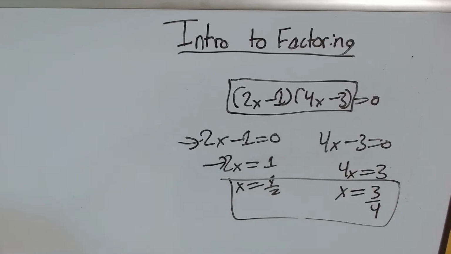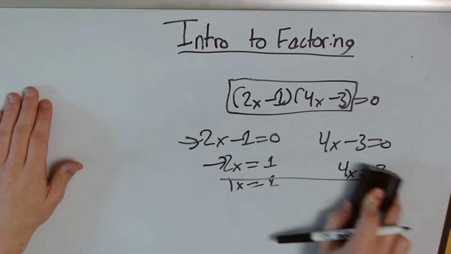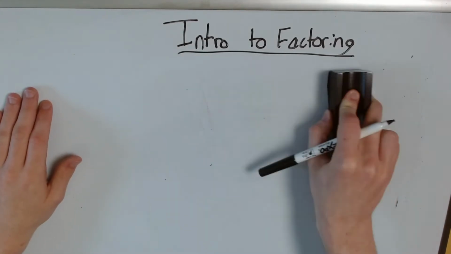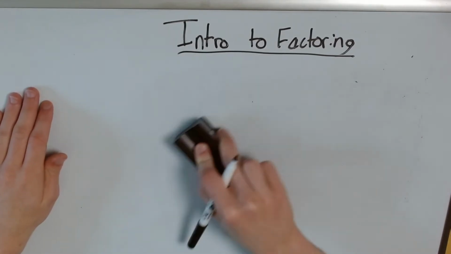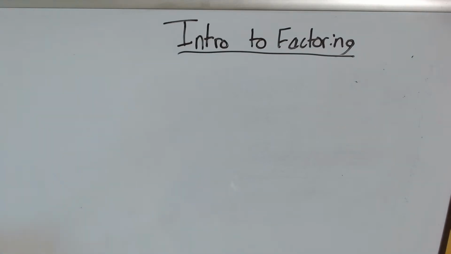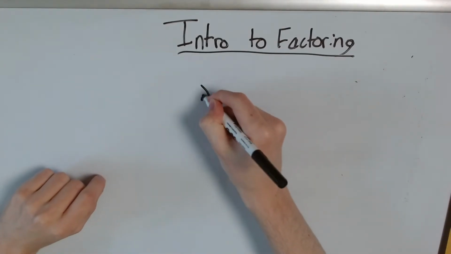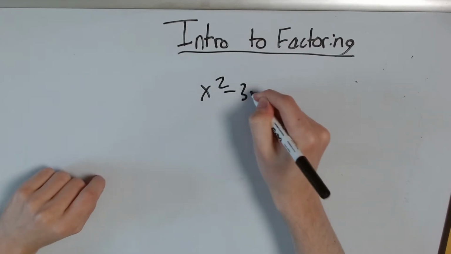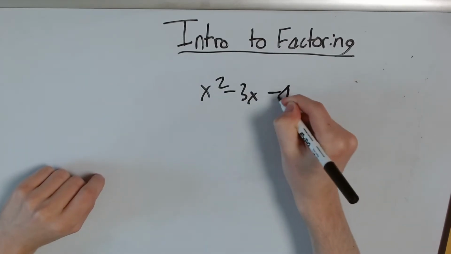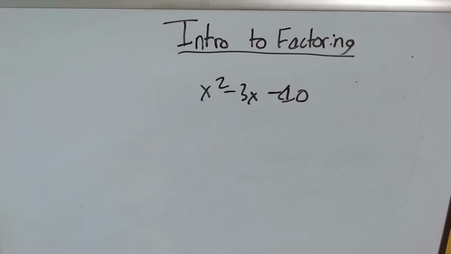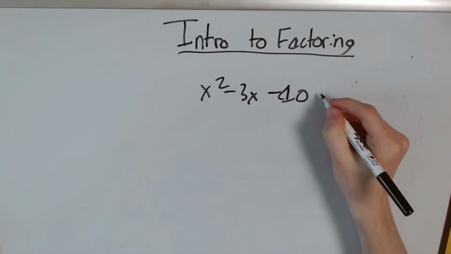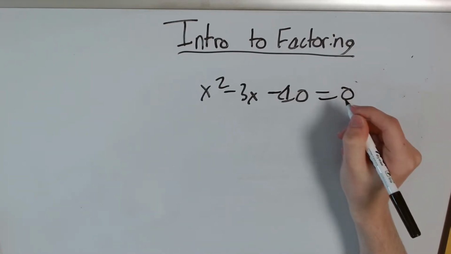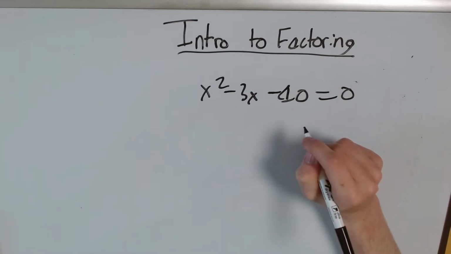But what if I have a problem? How do I factor on my own? How do I take a quadratic that isn't in factored form and put it into factored form? Right. So I have x squared minus 3x minus 10. Well, how do I put that into factored form? Good question.